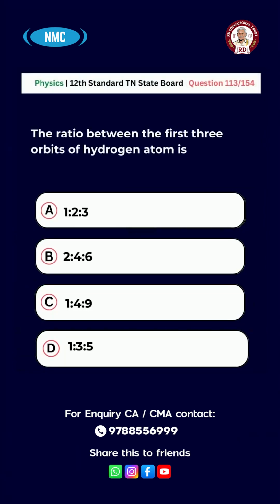Question number 113. The ratio between the first three orbits of a hydrogen atom is: option A, 1:2:3; B, 2:4:6; C, 1:4:9; D, 1:3:5. The right answer is option C, 1:4:9.